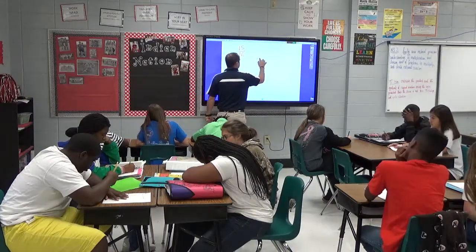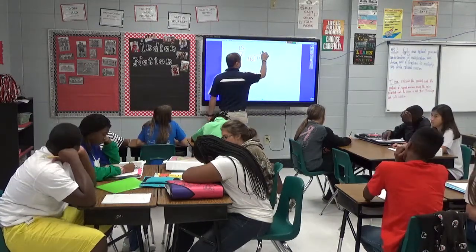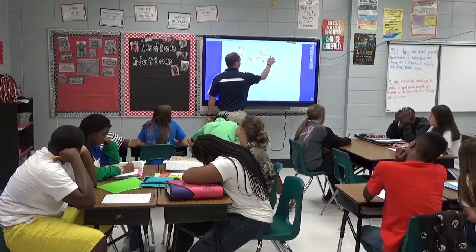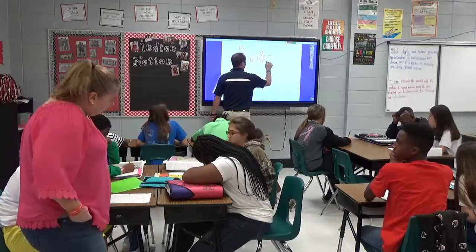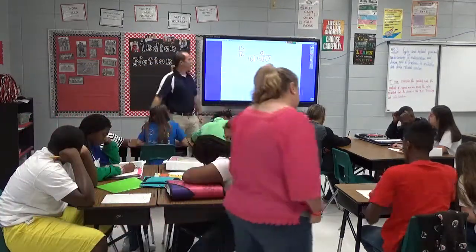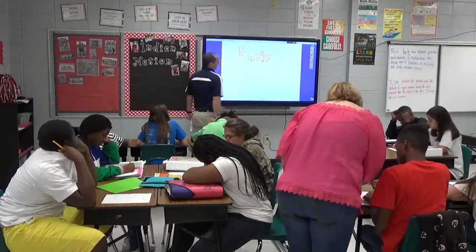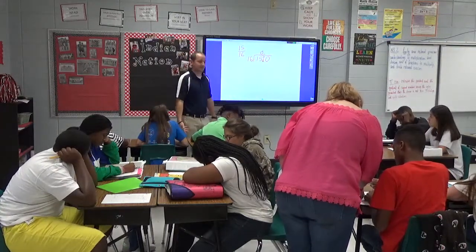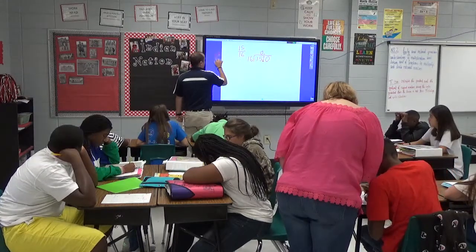Top dog, 15, goes in the house. 15 will go into 16, 0 times. Put my decimal, and it goes straight up. Add my 0. 16 into 150. Well, I know 16 times 10 is 160, and that's too much, so I'm going to come over here to the side, and I'm going to start with 9.